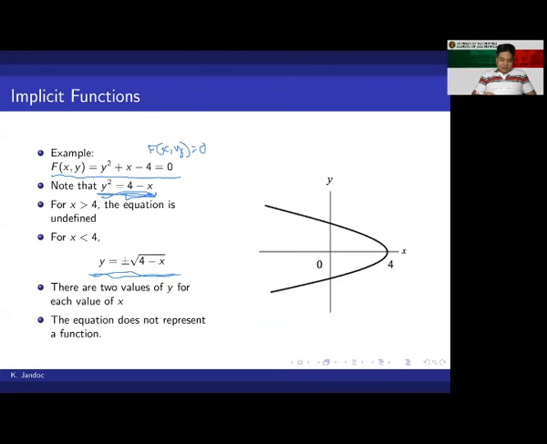Now notice that for each x in this domain, for x less than 4, you have two values of y as seen in this graph on the right. So for example, you have x1 over here. There's an associated y over here, call it y1, and there's an associated y over here, y2. So this equation doesn't represent a function.